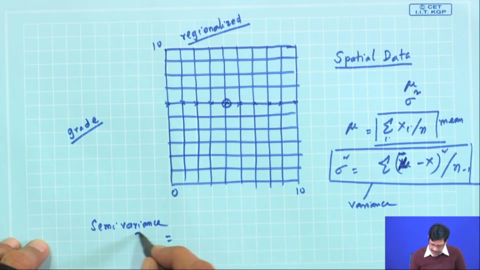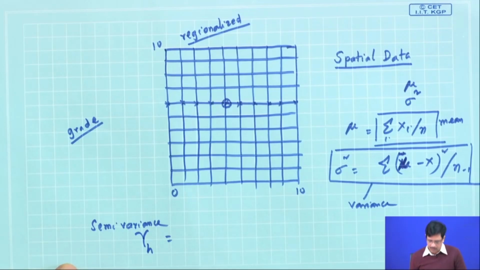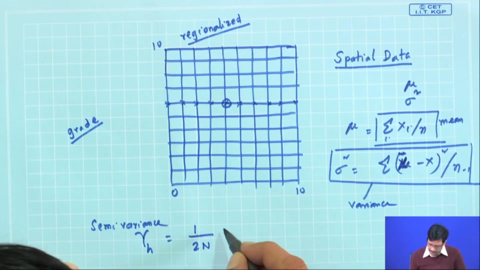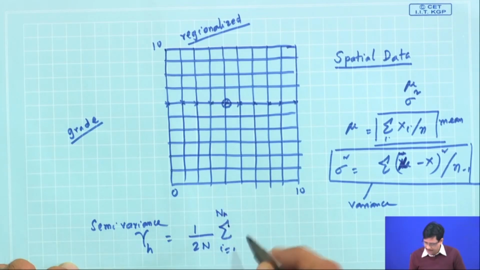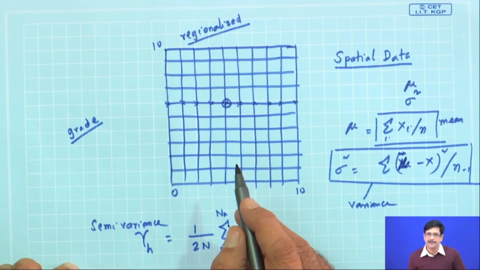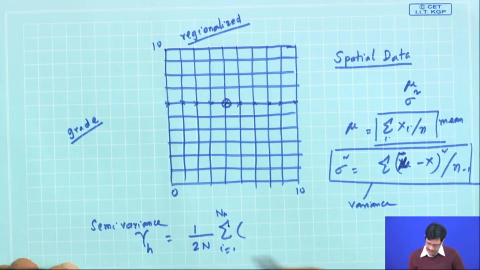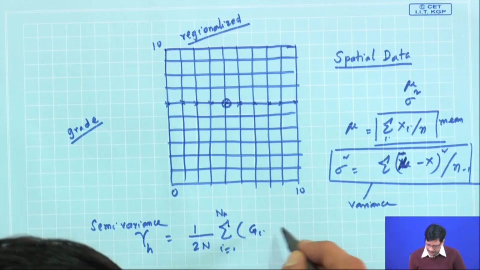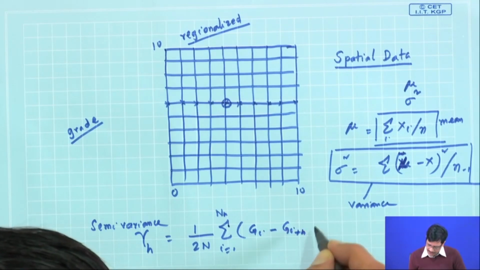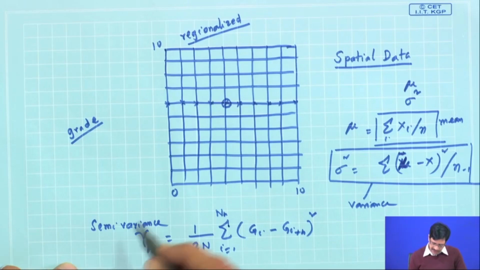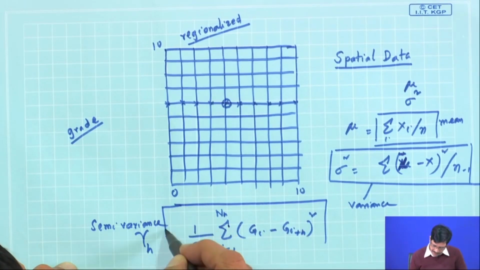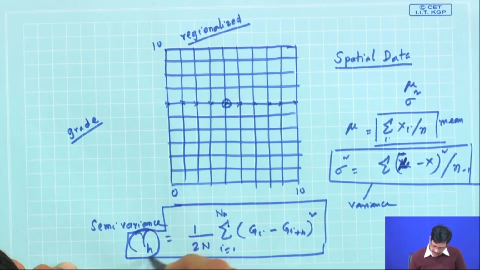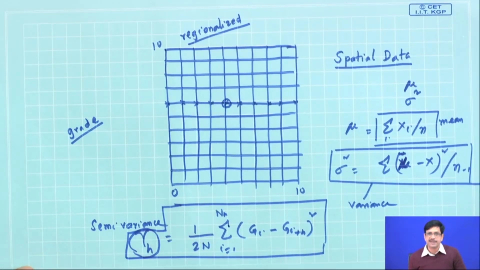I will first write out the formula. The semivariance is represented as a quantity gamma h, and that is actually 1 by 2 n h, sigma i equals 1 to n h. If I am using the regionalized variable and my attribute is grade, let me represent the value as g, let us say. So, I would say g i minus g i plus h, squared. So, this is the quantity gamma h, which is the semivariance, which can be estimated in this way.